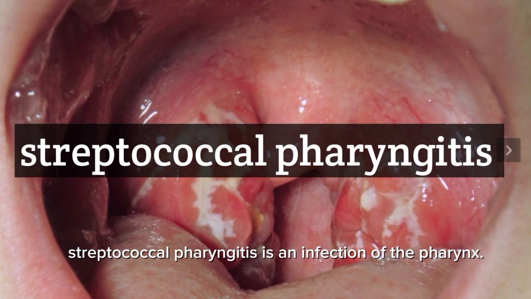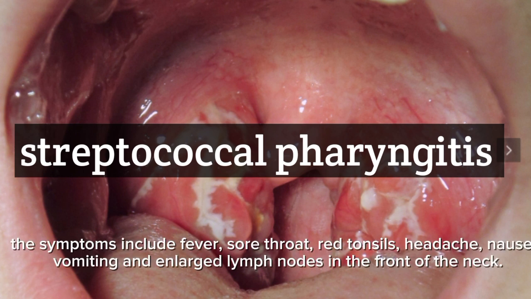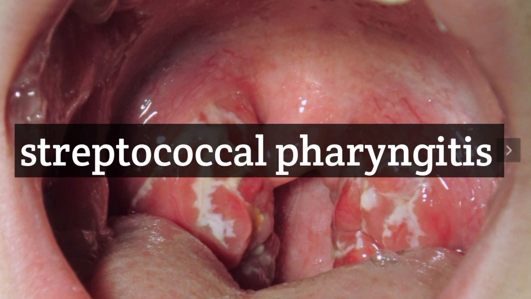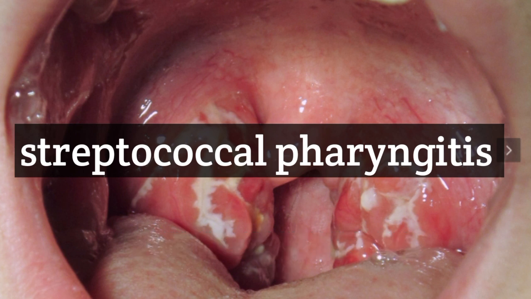Streptococcal pharyngitis is an infection of the pharynx. The symptoms include fever, sore throat, red tonsils, headache, nausea, vomiting, and enlarged lymph nodes in the front of the neck. Symptoms begin 1 to 3 days after exposure and last 7 to 10 days.